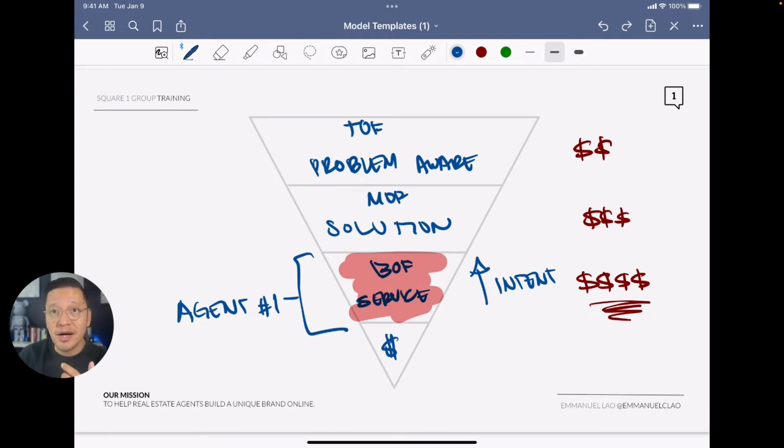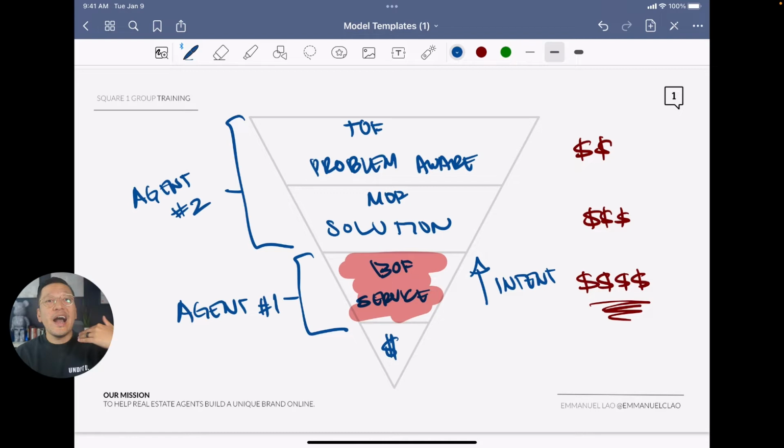Conversely, now I want to talk about agent number 2. Agent number 2 actually started their process of lead gen and marketing here, which is clearly higher in the funnel. Now, granted, the intent is a lot lower when you're higher in the funnel, but the strategy behind this is really, really simple. It's because the leads are cheaper the higher that you go in the funnel.